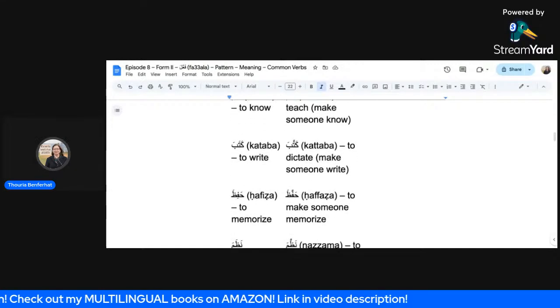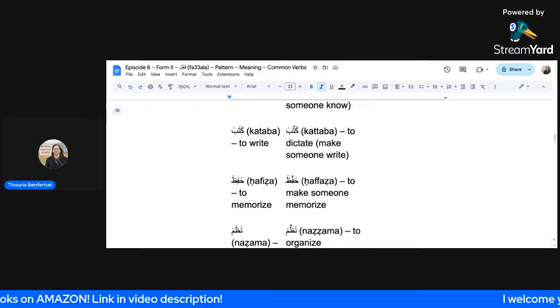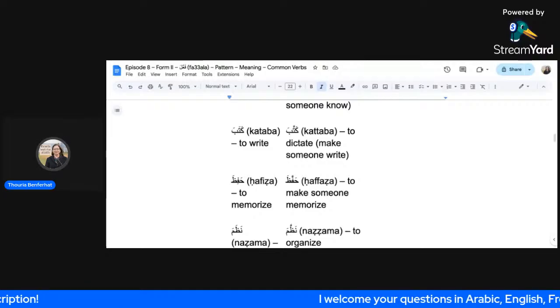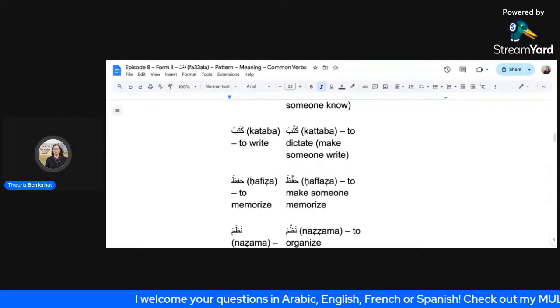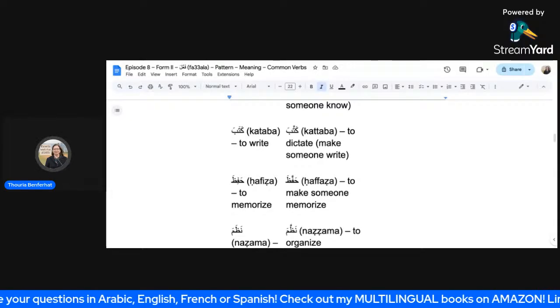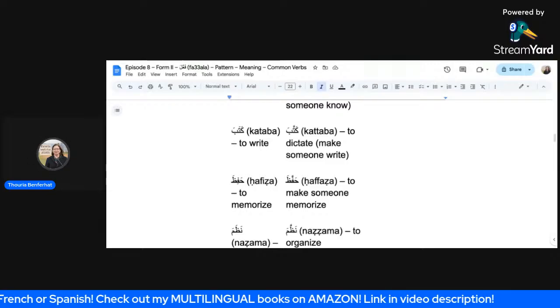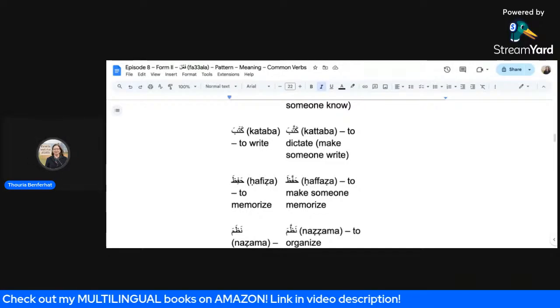Another example, kataba, Form 1, is to write. Form 2, kattaba, is to make someone write. Either you're dictating to them, so you're making them write, or if a kid or someone doesn't want to write, and you make them write, you force them to write, that's also kattaba, Form 2.